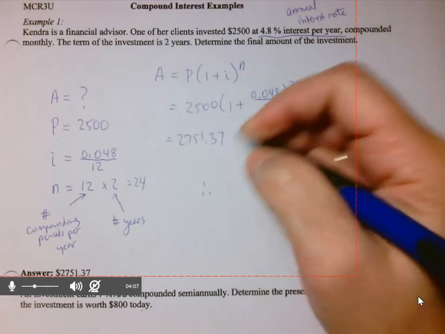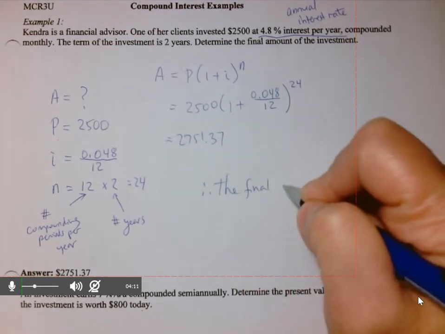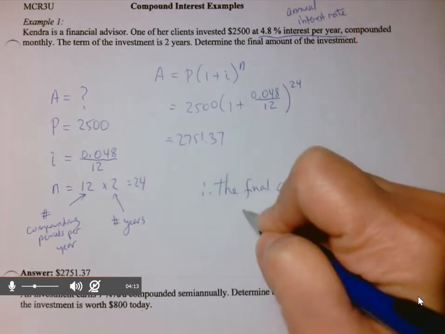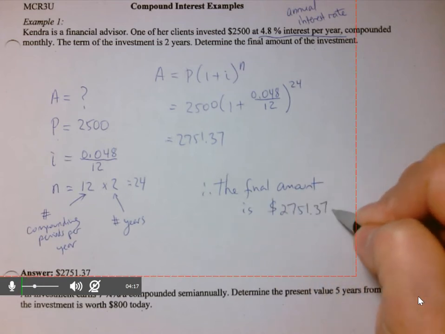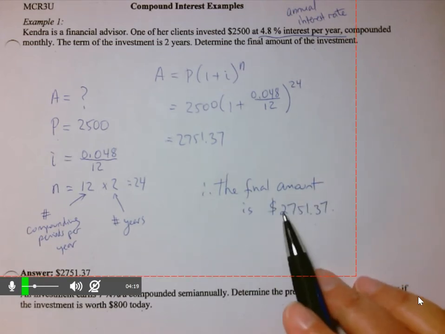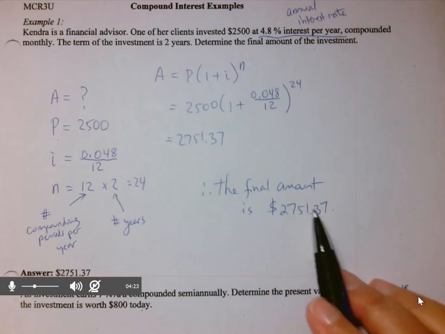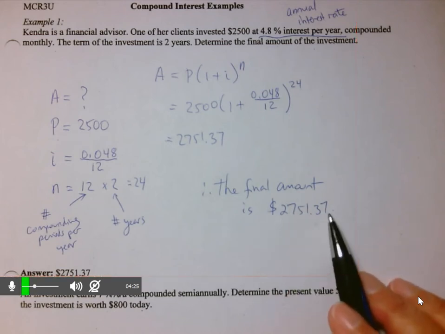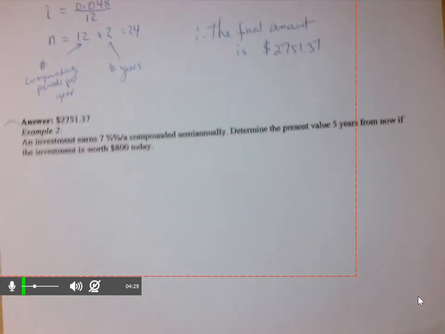Okay. Word problem. So we have to answer in a sentence. Therefore, the final amount is, with units, dollars, 2751.37. And dollars will always have 2 decimal places for cents. Okay, so either you're going to answer the whole dollar or you're going to give it with 2 decimal places. All right, let's do the next question.